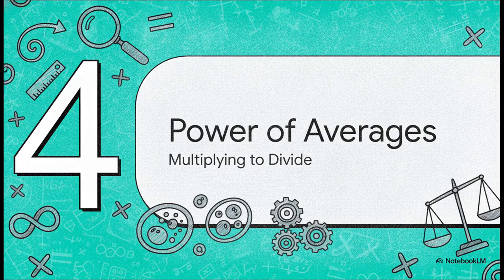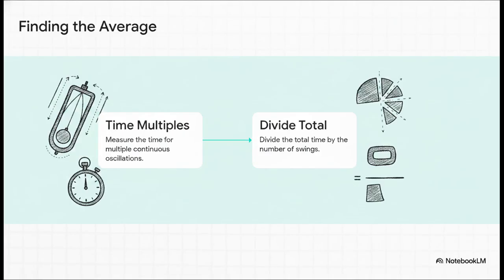Which brings us to Section 4, the power of averages, multiplying to divide. So, we need a mathematical solution to this biological problem. And luckily, the P1.1.3 syllabus requirement gives us exactly that. Here's how you bypass that human error. Step 1. Instead of trying to frantically measure just one rapid event, you measure the time for multiple oscillations. Say, let a pendulum swing 10 or maybe 20 times and time that entire continuous sequence. Step 2. Take that total time on your stopwatch and just divide it by the number of swings.